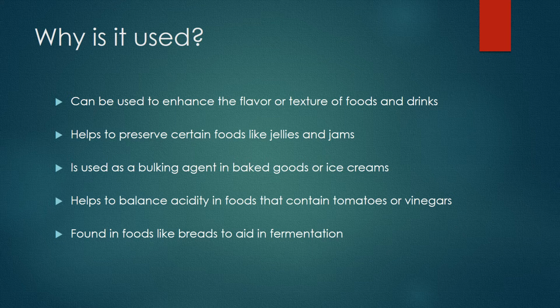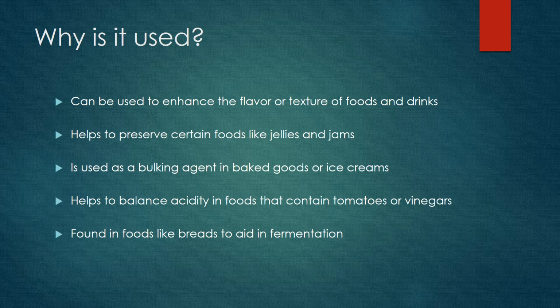It can also add a rich color to a food product, which is a nice browning effect. And in certain foods, can add a crunch. It can also help to stabilize and leaven products, which help make it rise. And in foods that contain tomatoes or vinegars, it can help balance the acidity of those foods. As we said, there are many reasons for adding sugar to products.